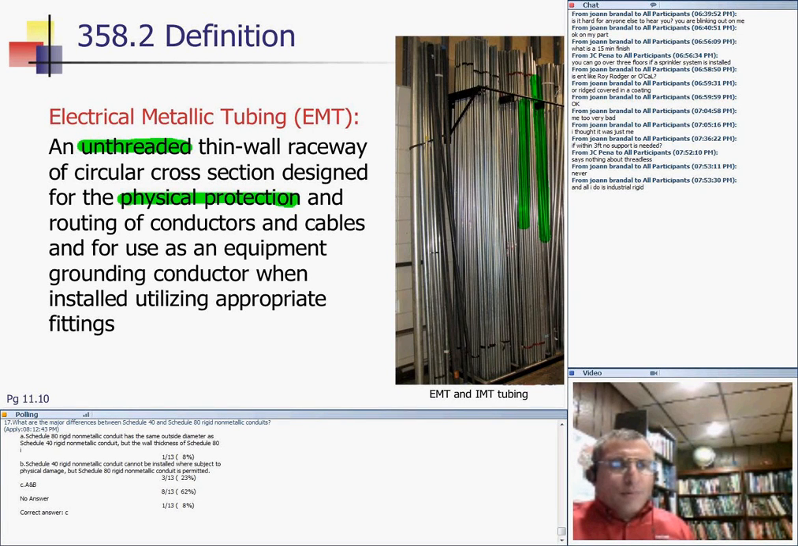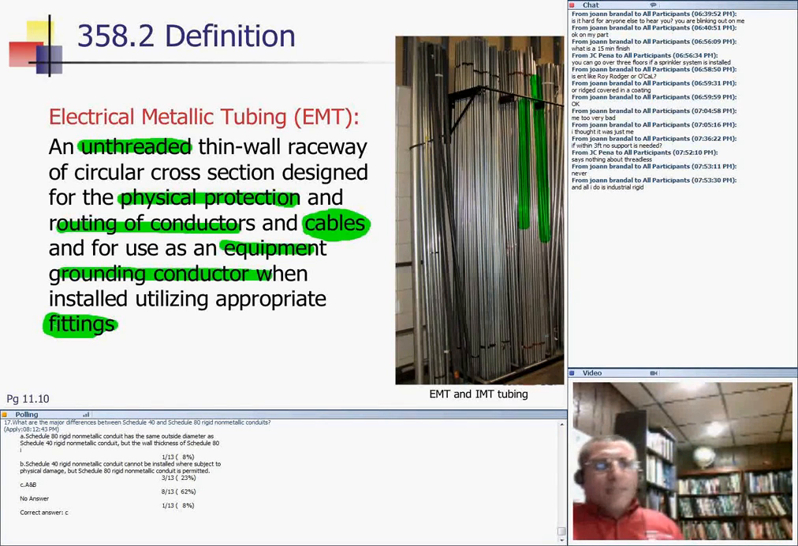Why do you use it? Not to channel water. It's always for conductors or cables. Us guys forget the word cable, because you can have a multi-conductor cable inside the EMT. And it's also an equipment grounding conductor. Very, very important. It has its own fittings. You can't just go borrow any other conduit fittings and use them with it.